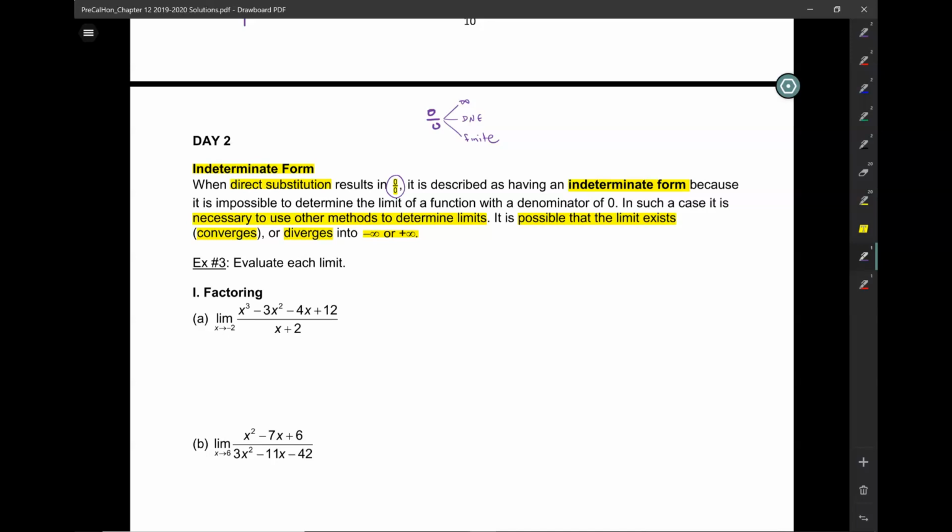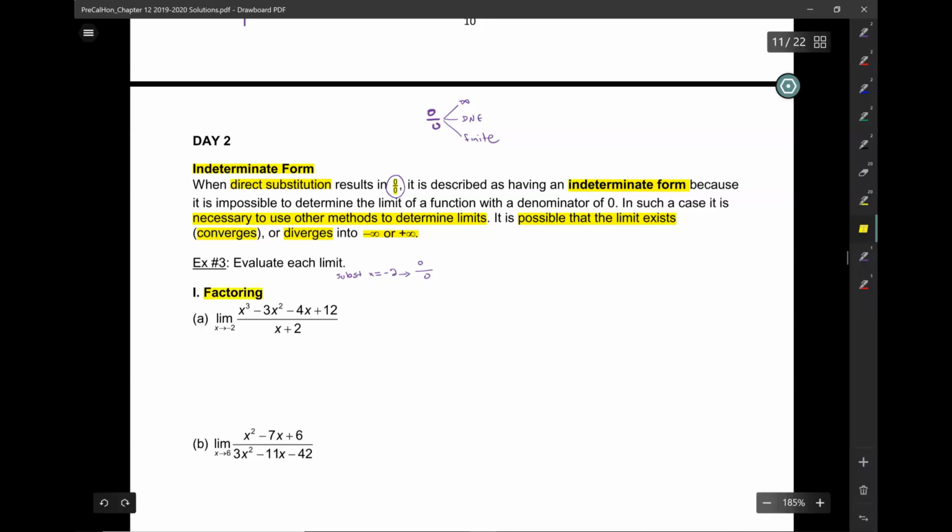All right, let's just do one here. This is the first case here. We're going to find the limit as x approaches negative 2 of this function. So when we substitute x equals negative 2 into the numerator, you get 0. And in the denominator, negative 2 plus 2 is 0. So this is indeterminate form. That means we have no idea what to do.